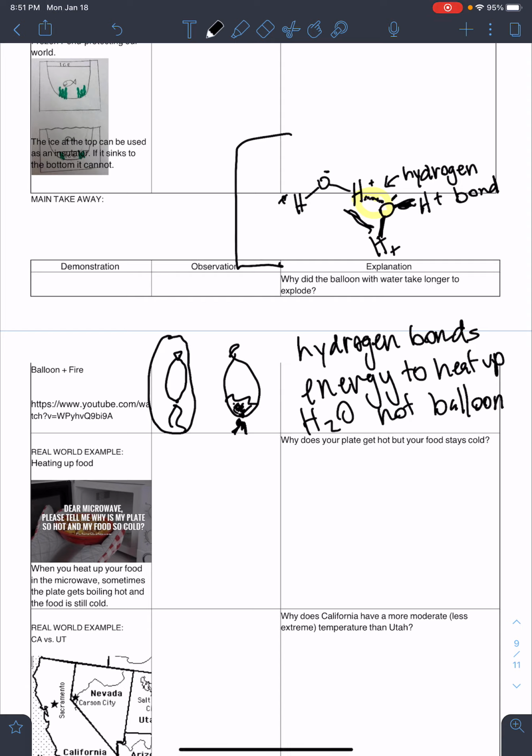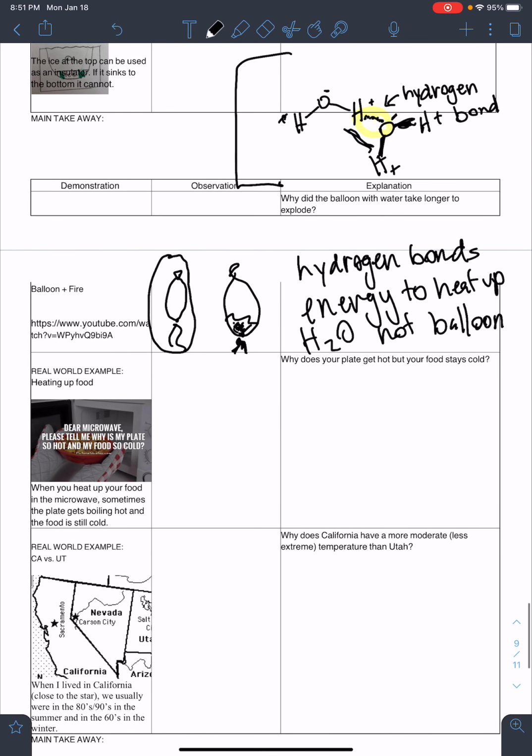So let's look at this next example. This next example is talking about heating up food. It says, "Dear microwave, please tell me why my plate is so hot and my food is so cold." And so when we heat up our food in the microwave, sometimes we get a plate that's super hot when you touch it, but the food in the middle is still cold. So our important thing to remember here is that food is sometimes made up of water. Not 100% water, but food has more water in it than a plate has water in it.